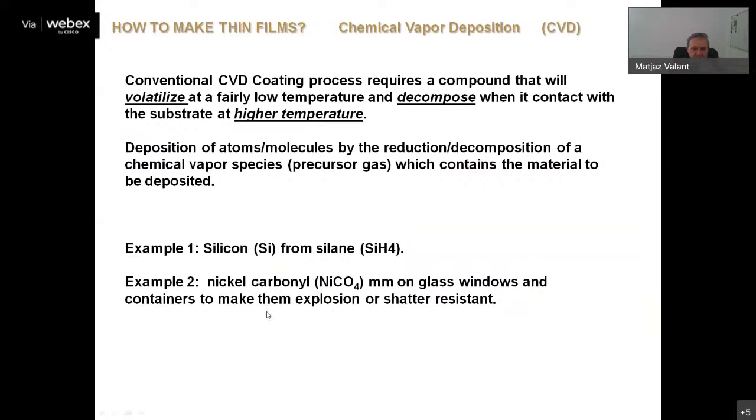Similarly, if we want to deposit nickel on glass, we are not using nickel as the starting material, but we are using nickel carbonyl, which then decomposes, and one of the products is nickel that would then form a very nice thin and almost transparent film on the glass windows.